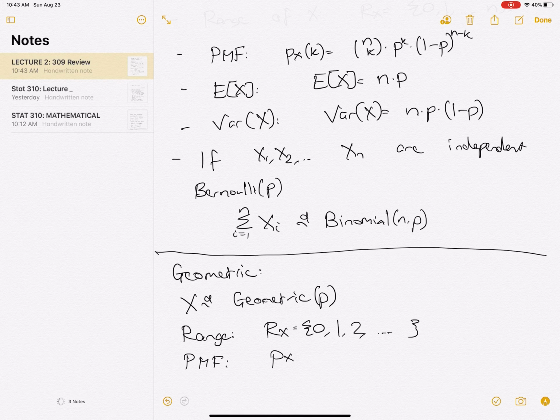And the probability mass function, you can calculate in a pretty straightforward way. You just have k failures and then a success. So it's just 1 minus p to the k times p.